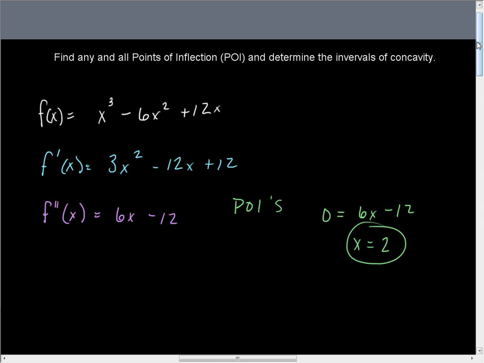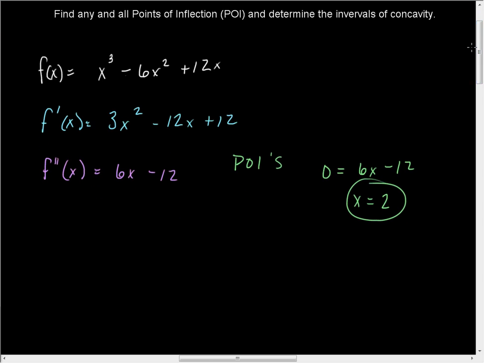Now, the secret to this, don't tell anybody, is just to test on either side of all the possible points of inflection. So I'm going to test f double prime of 1. That's 6 times 1 minus 12, which gives me negative 6, which is less than 0. In other words, on the left side of 2, we have concave down.